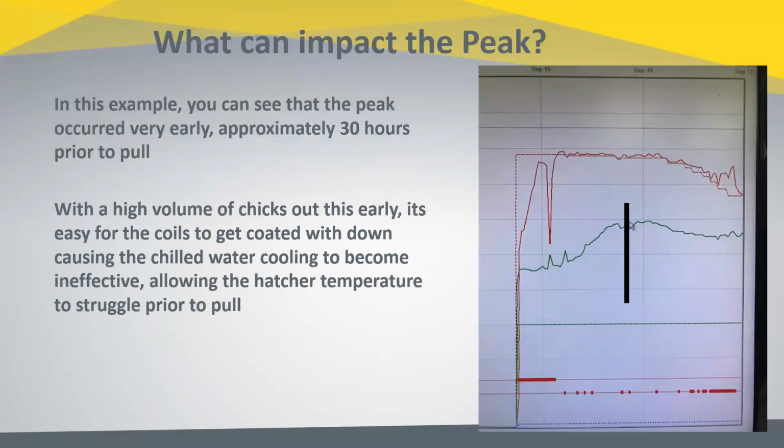You can also see that with a high volume of chicks out this early, it's easy for the coils to get coated with down, causing the chilled water cooling to become ineffective, allowing the hatcher temperature near the end to struggle to maintain temperature. And so this is a good example of having a peak that is occurring way too early in my process. And obviously with temperatures that are out of control near the end, it's difficult to avoid heat stress for the chicks, so we're going to affect our chick quality as a byproduct.